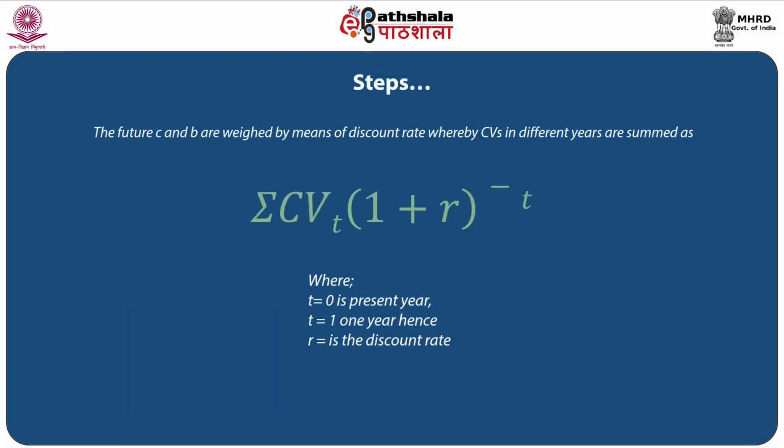The future costs and benefits are weighed by means of a discount rate, whereby compensation variations in different years are summed as summation CVt times (1 plus r) raised to the power minus t, where t equal to 0 is the present year, t equal to 1 is one year ahead, and r is the discount rate.